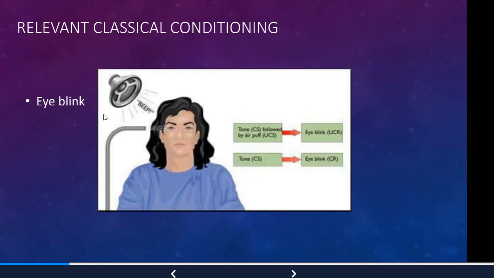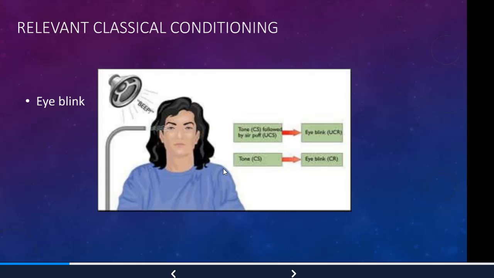One thing that's being used is eye blink conditioning, and that's where you have a tone, like a sound. Sorry, the slide's a little blurry, but you have a tone followed by a puff of air to the eye, which is the unconditioned stimulus, right? So you have the tone, then a puff of air to the eye, and of course that will cause the person to blink, and eventually you learn that when the tone happens, you blink.